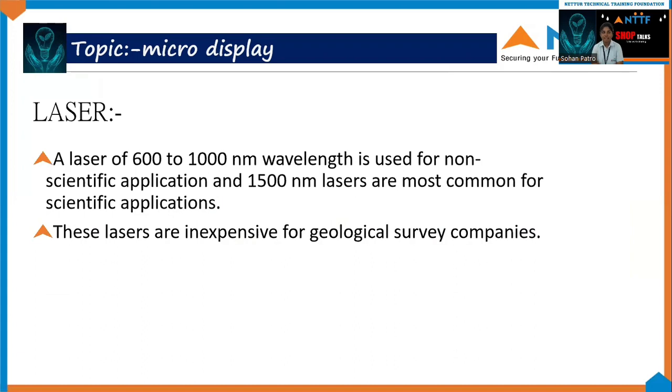Then what is laser? A laser of 600 to 1000 nm wavelength is used for non-scientific applications, and a 1500 nm laser is most common for scientific applications. These lasers are inexpensive for geological survey companies.